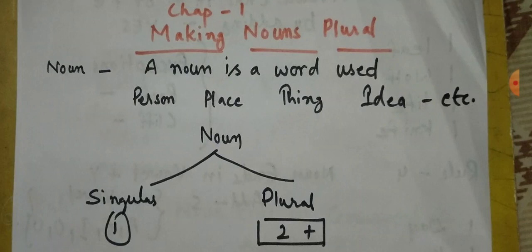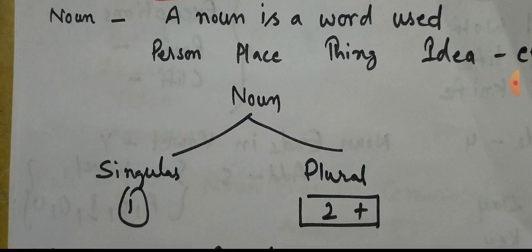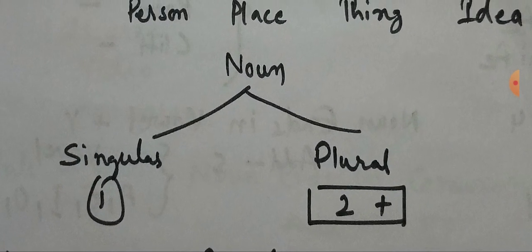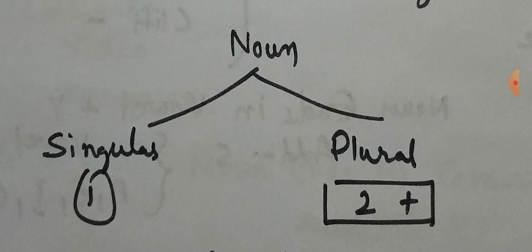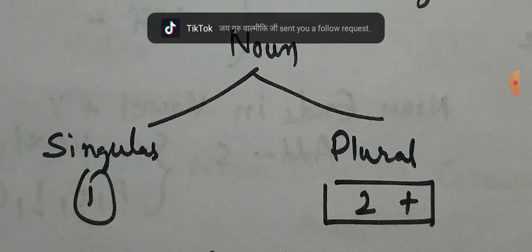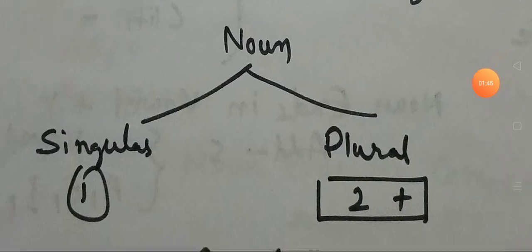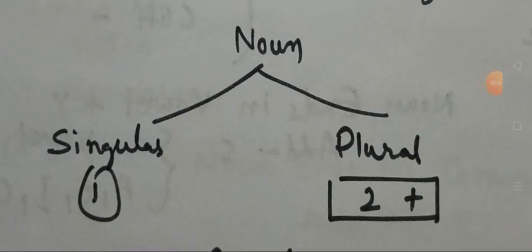Basically, nouns can be divided into two parts. One is singular, another is plural. Singular, everyone knows very well, is when we represent one thing. And when we represent more than one, like 2, 3, 4, 5, whatsoever numbers there are, we call it plural. But when we make nouns plural, there are certain rules.